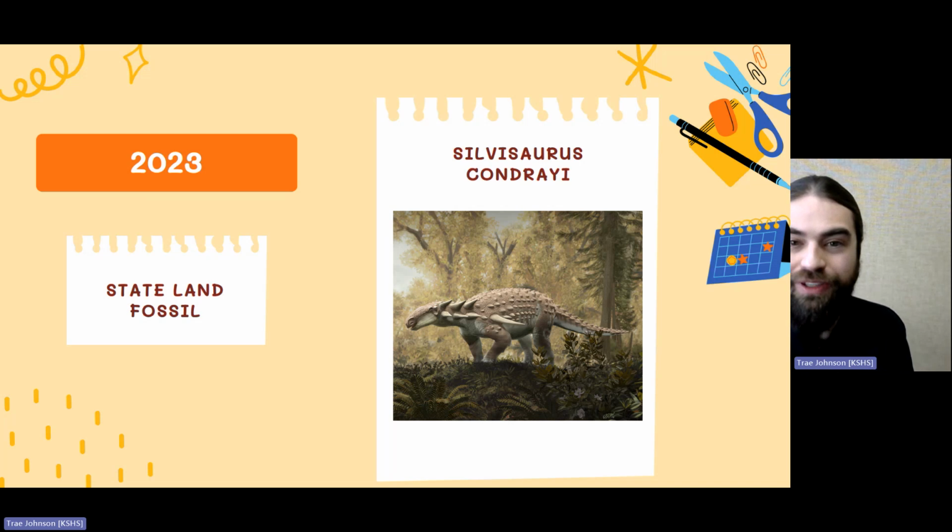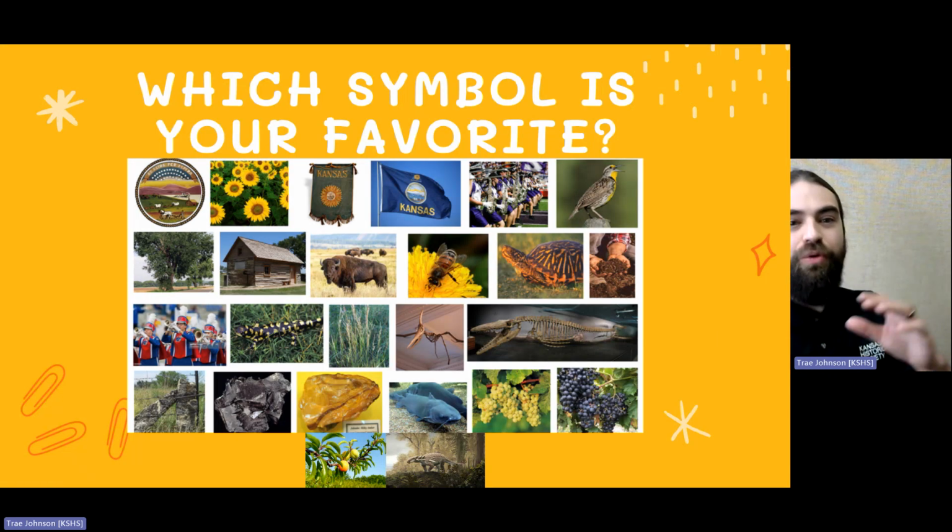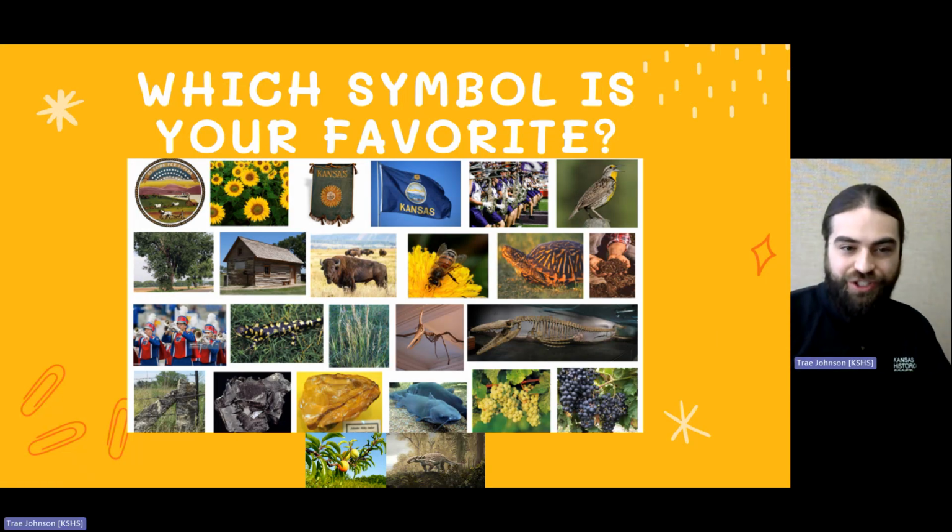So, to go over everything, symbols are for communicating things like words and sounds. Which state symbol is your favorite out of all 25?